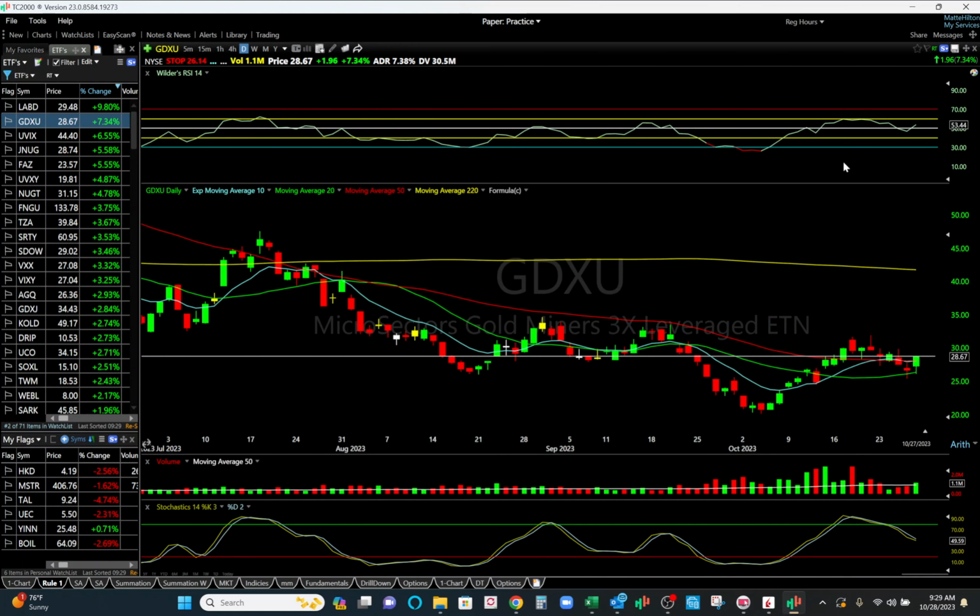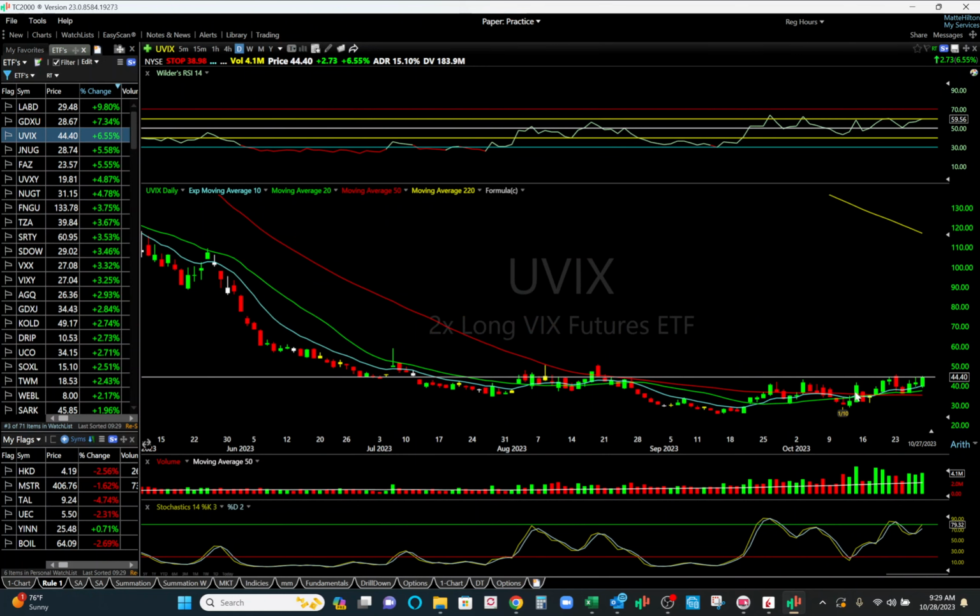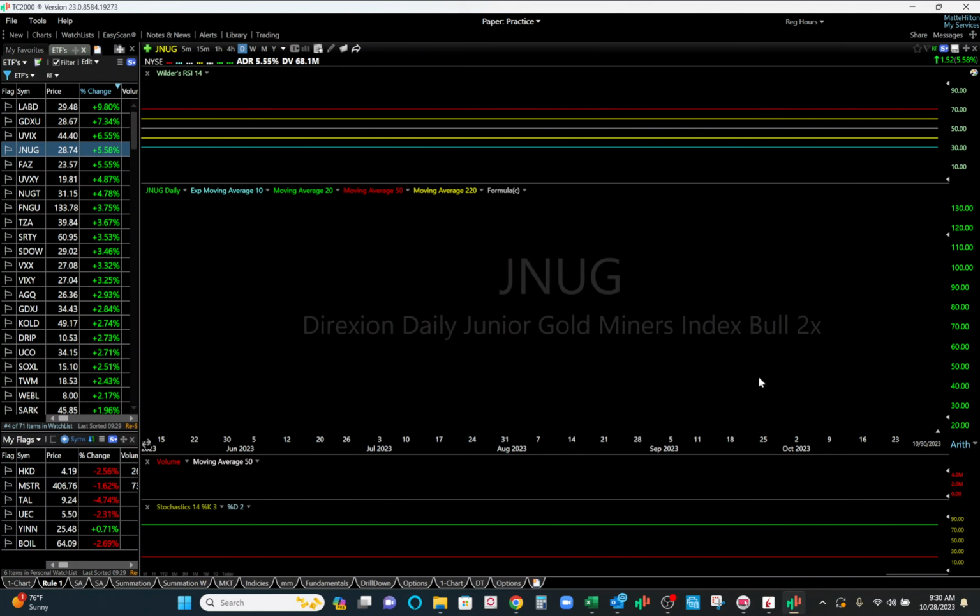Gold miners look to be setting up here. I'd look for a push on the RSI above 60, but right now it still looks kind of range bound. Possible inverse head and shoulders forming on gold miners. VIX is bumping its head on resistance right now. It's in an uptrend, and it's bumping its head on resistance. If this gets going, the market's going to go down.